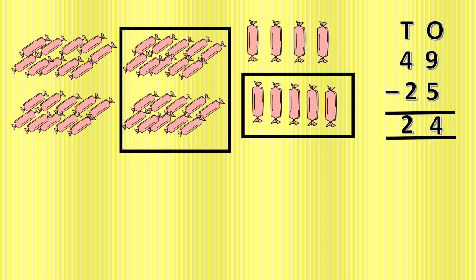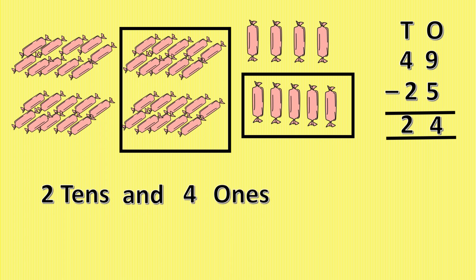So this is 2 tens, 4 ones. We can see the answer 2 tens and 4 ones. So let us write that 2 tens and 4 ones. This is the answer for this subtraction. Now let us move ahead and let us see more example.